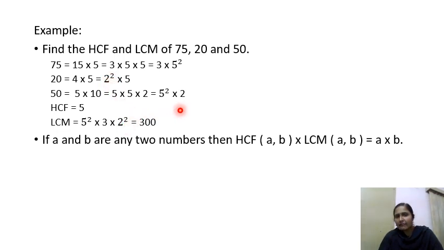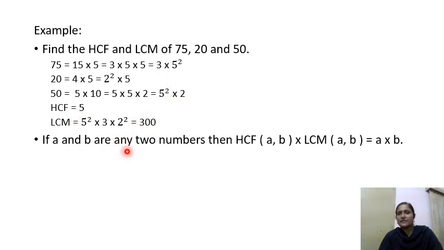Now anything is left? Yes, 3 is left there. So we will write down 3 also there. So LCM will be equal to 5 square into 3 into 2 square. Now how you can multiply this one? 5 square into 2 square, that will be equal to 10 square, and 10 square is 100. So 100 into 3 is equal to 300. Okay. So I hope this question is clear to you.